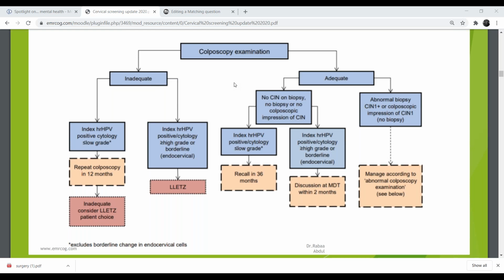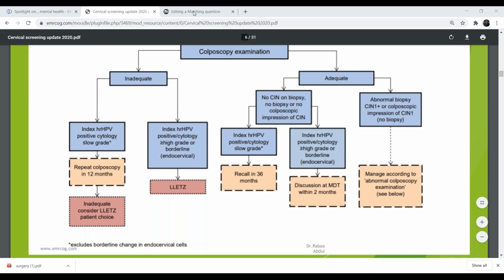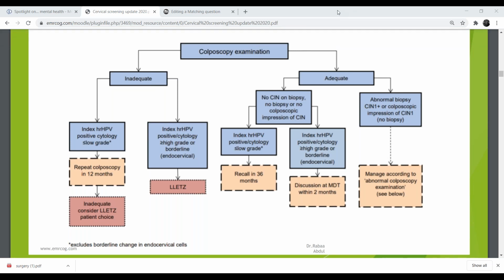One also of the new cases that you need to be aware of. Inadequate colposcopy means you will see if the case is HPV positive and cytology is normal or below low grade, so repeat colposcopy in 12 months.